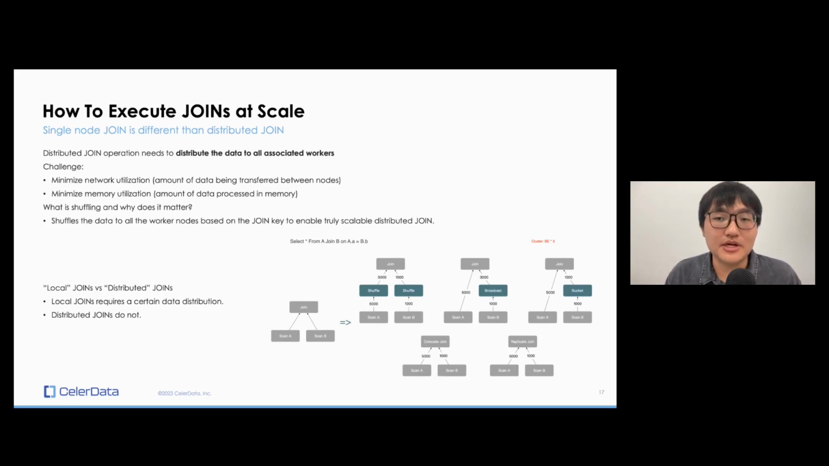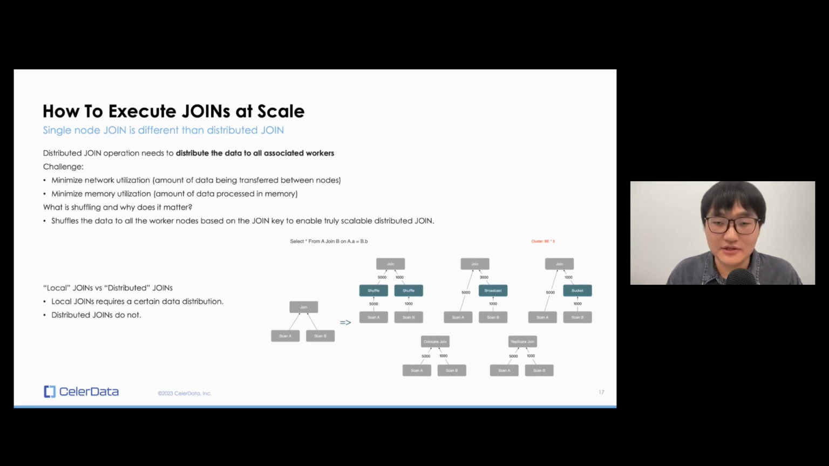And one challenge of a distributed join operation is to distribute the data to all of the related workers, right? So there are two things we absolutely want to minimize. First is the network utilization. So we want to minimize the amount of data that's being transferred between nodes. And also we want to minimize the data that's being processed in memory. So we don't want the same data in the memory of two or more nodes, because then we don't get two times the performance, right?